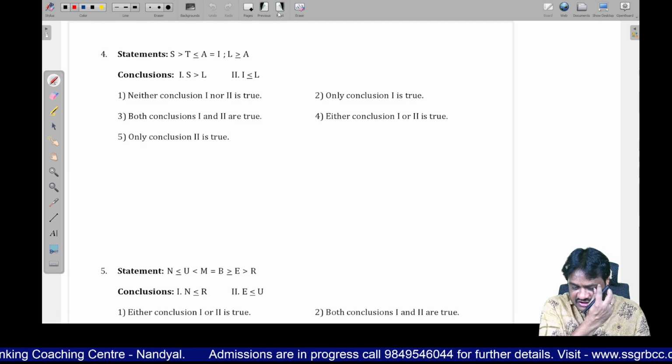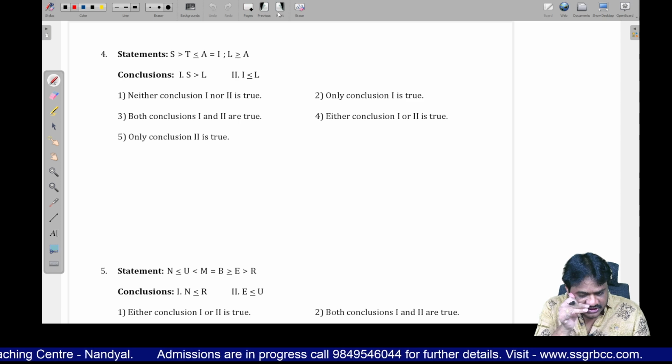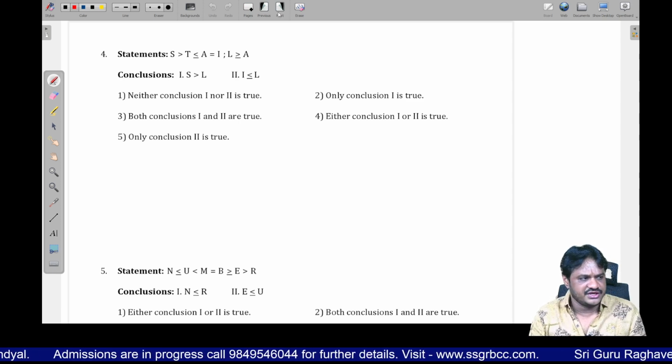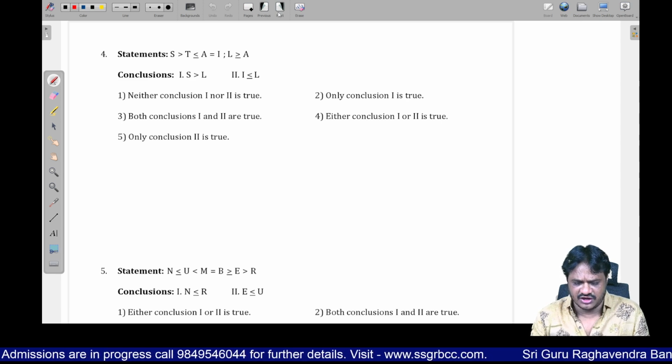See the next question. S less than T, T less than or equal to A, and A is equal to I, L greater than or equal to A.